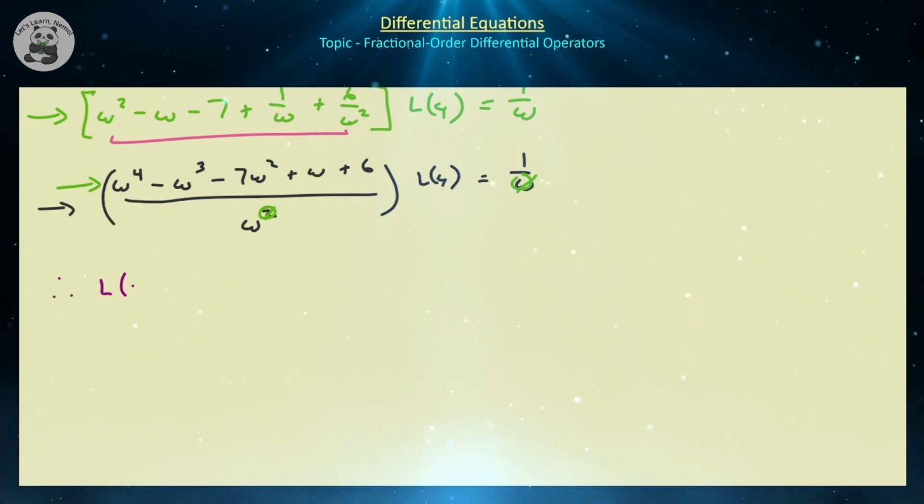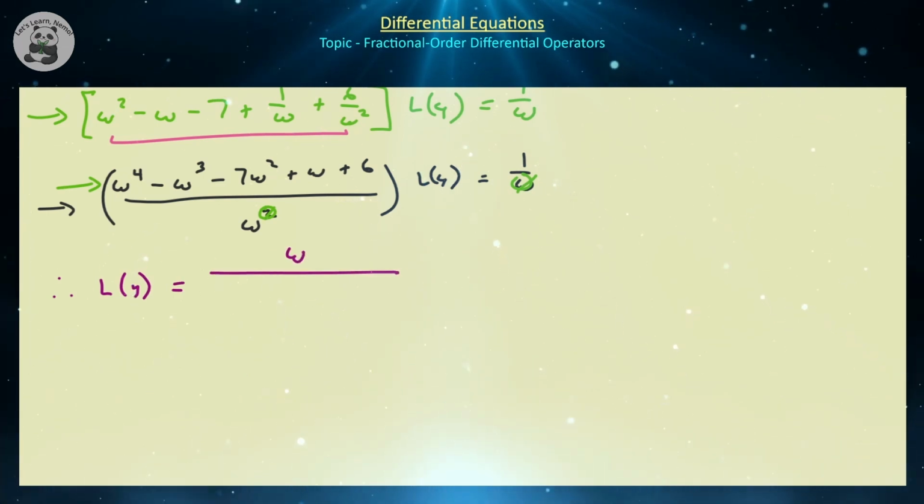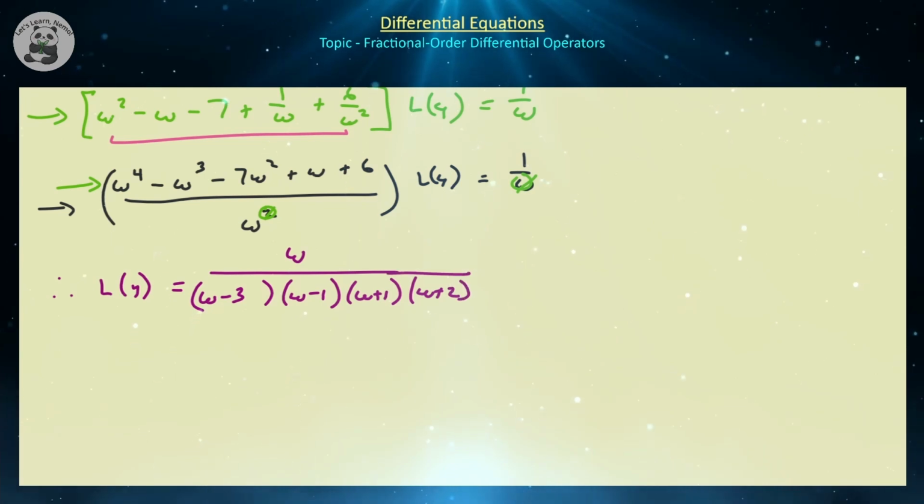So once you factor that out, you're going to have the Laplace transform of y will be equal to omega divided by omega minus 3 times omega minus 1 times omega plus 1 times omega plus 2, which you can easily get using the rational zeros theorem for polynomial factoring.